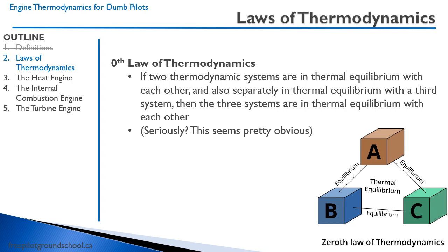If two thermodynamic systems are in thermal equilibrium with one another and also separately in thermal equilibrium with a third system, then the three systems are in thermal equilibrium with each other. So you have three blocks and they're all the same temperature, let's say. B and C are the same temperature, so there's no heat transfer. And A and B are the same temperature, so there's no heat transfer there. It means that A and C will also be the same temperature. So again, that's pretty obvious.